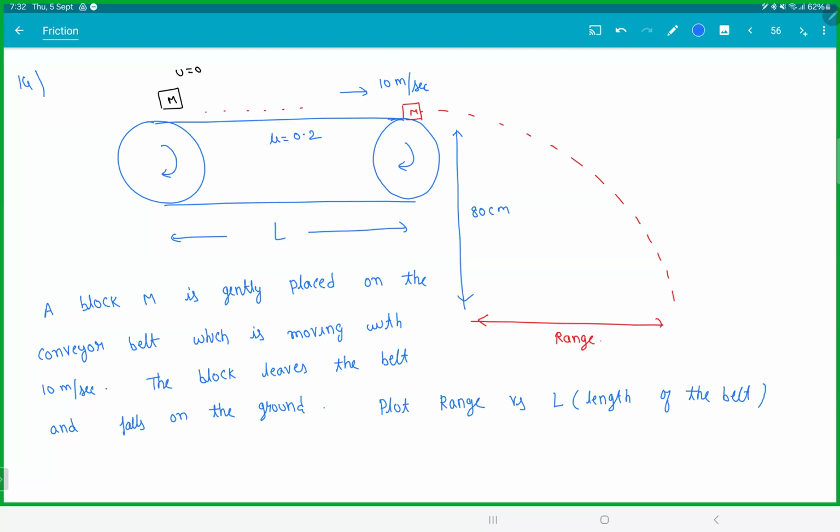Again, try to understand. There are two surfaces, the belt and the block. Who is going faster? The block velocity is 0. Belt is going with 10. So what should friction do? It should support the block and oppose the belt, right? The friction is actually forward. That is the reason the block goes forward.